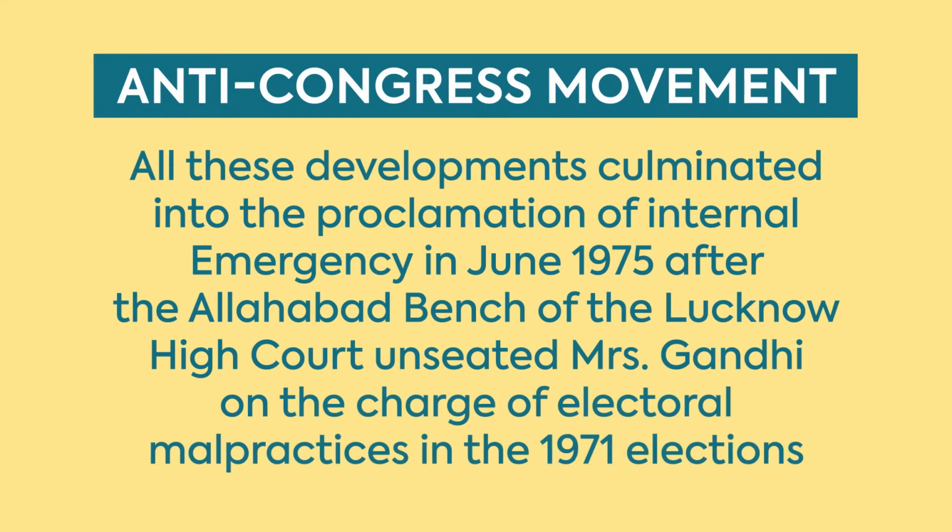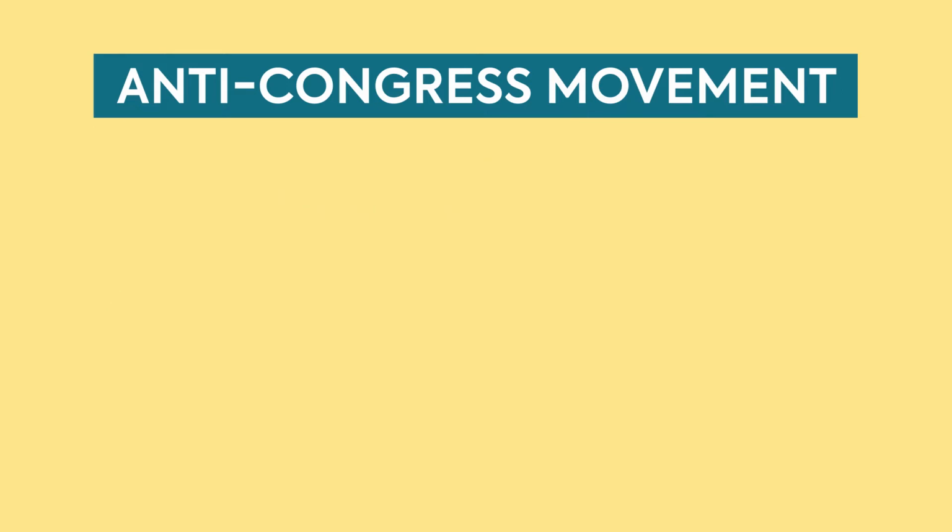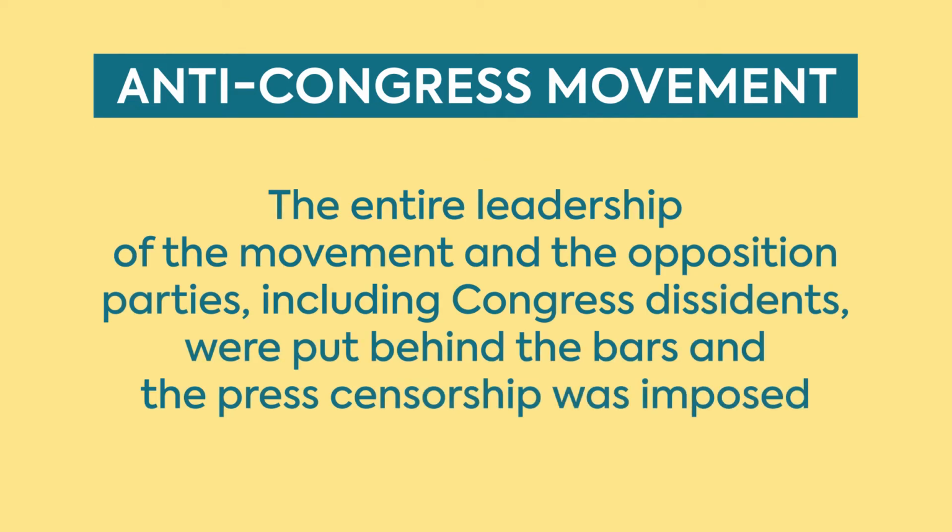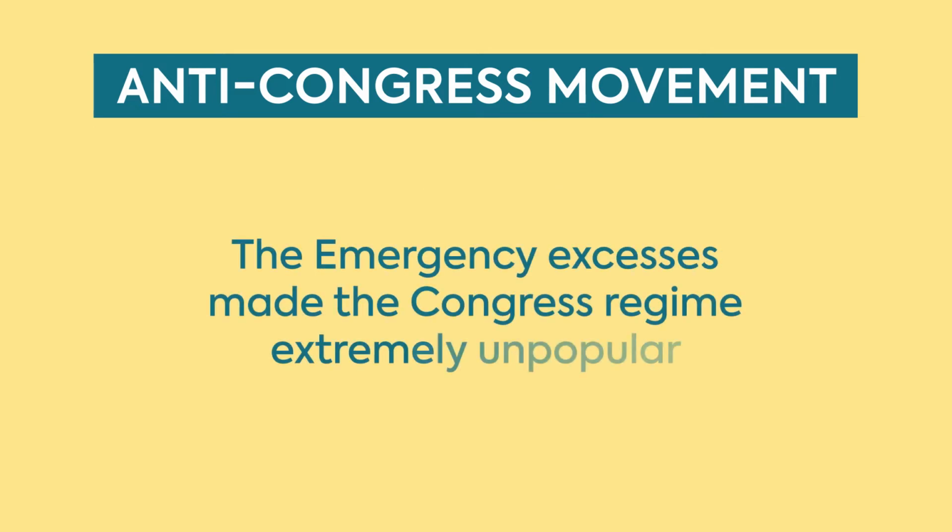All these developments culminated in the proclamation of internal emergency in June 1975 after the Allahabad High Court unseated Mrs. Gandhi on the charge of electoral malpractice in the 1971 elections, of which we are well aware. The entire leadership of the movement and the opposition parties, including Congress dissidents, were put behind bars and press censorship was imposed. The emergency excesses made the Congress a very, very unpopular political party.